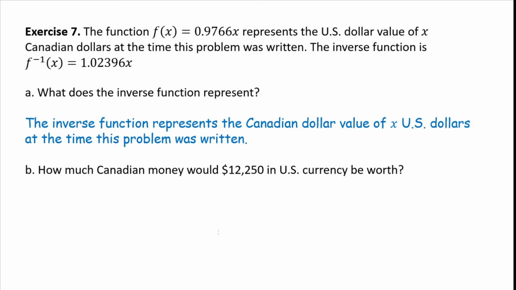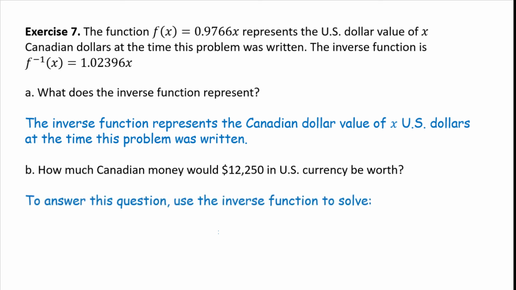B. How much Canadian money would $12,250 in U.S. currency be worth? To answer this question, we use the inverse function, and that's because we want the value of Canadian money with respect to U.S. currency. So in the inverse function, we would use f inverse, which is f superscript minus 1 of 12,250. That is equal to 1.02396 times 12,250, and that product is 12,543.51.